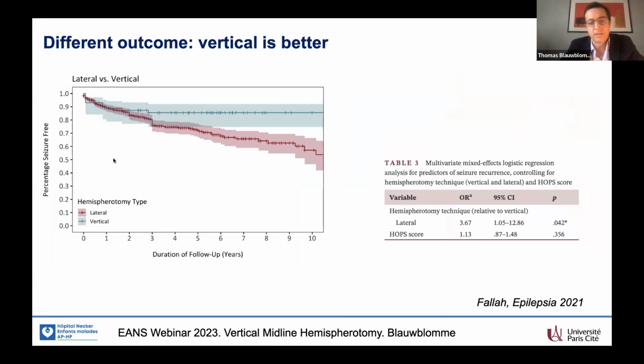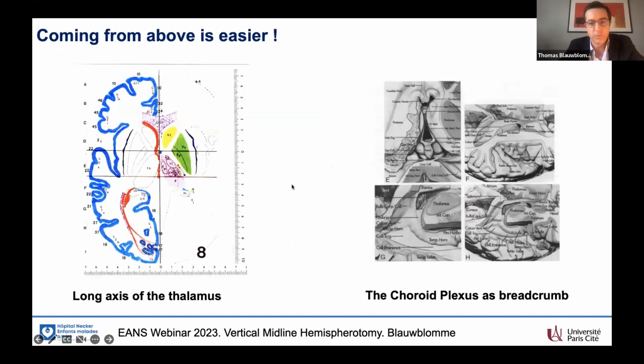But what is interesting in this study is that the post-operative MRI was not interpreted in the multivariate analysis. Why should coming from above be better? Maybe just because of anatomical considerations. If you want to do a perithalamic disconnection, the long axis of the thalamus is postero-anterior and lateral to medial. So coming from lateral, you will have the large axis in front of you.